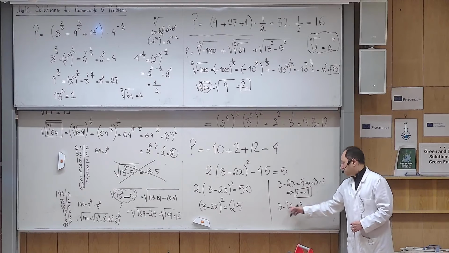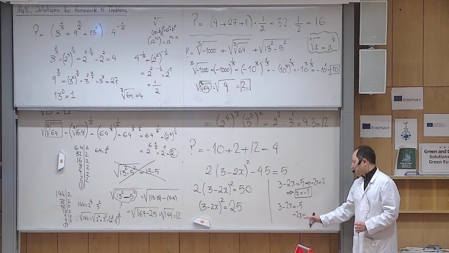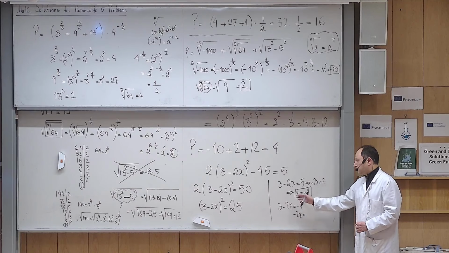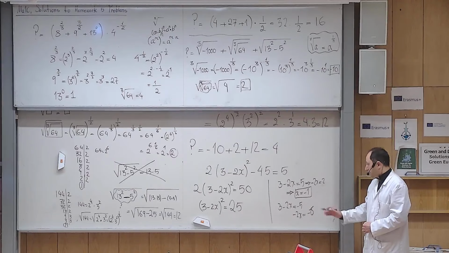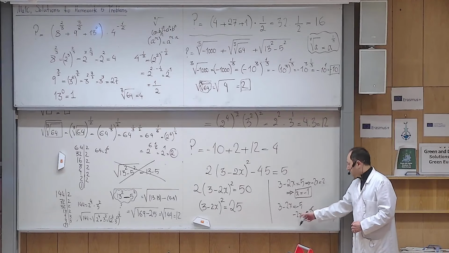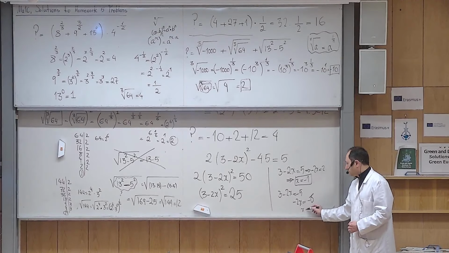I will do the same thing here. I move 3 to the other side, so it becomes minus 2x equals to what? Minus 5 is already there. Move 3 in your head to the other side. Minus 5 minus 3 is minus 8. No, minus 5 minus 3. And then I want to isolate x, so I divide by minus 2. So it becomes positive 4.